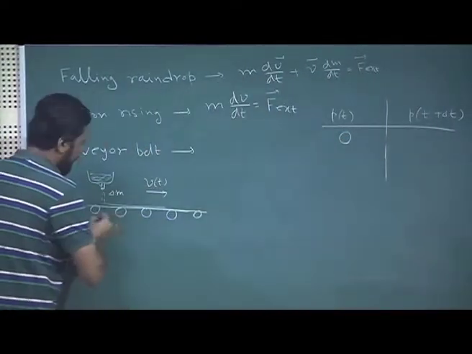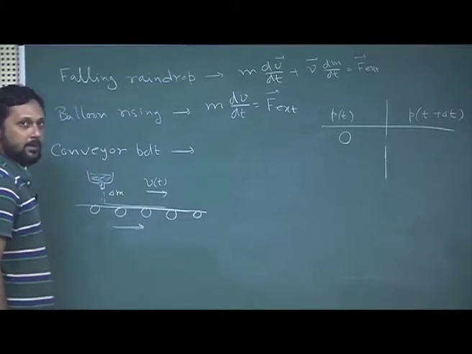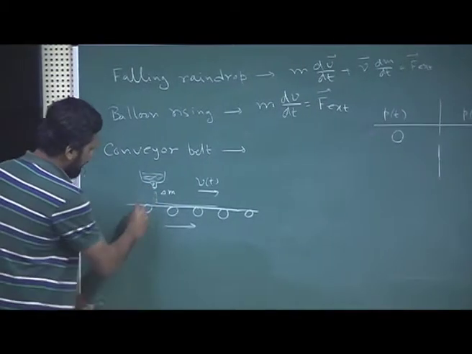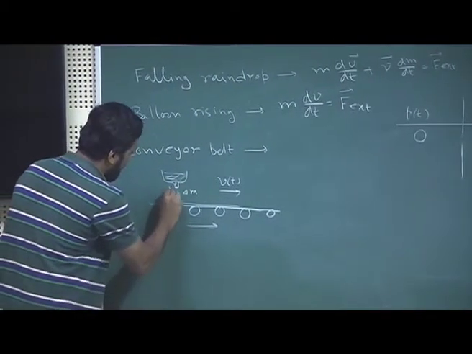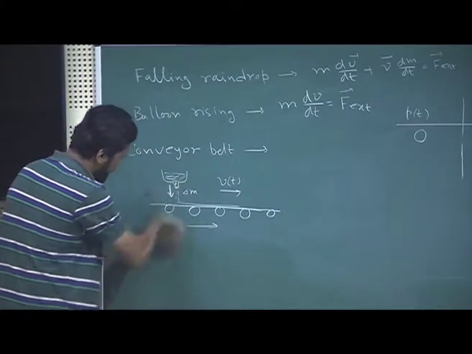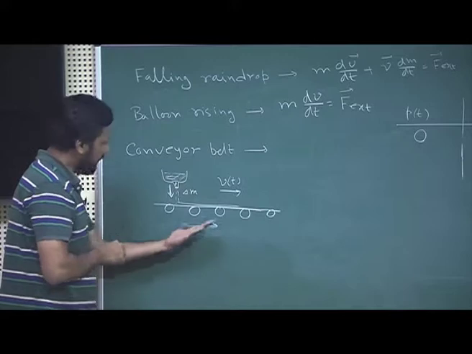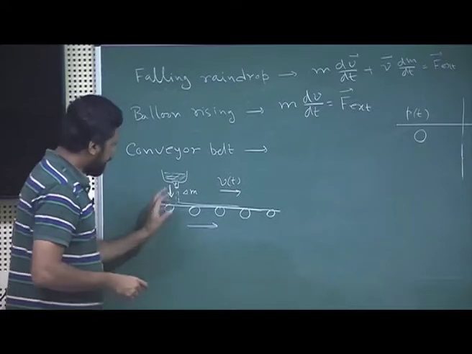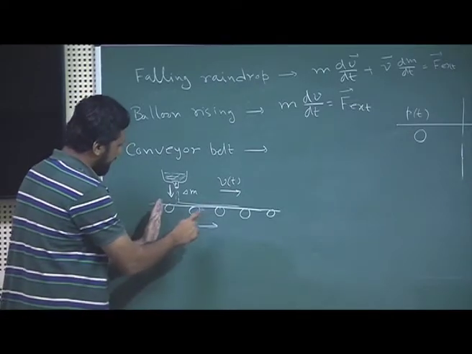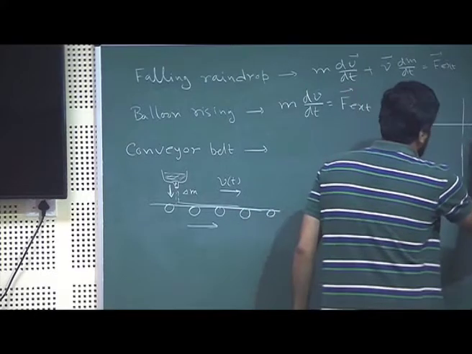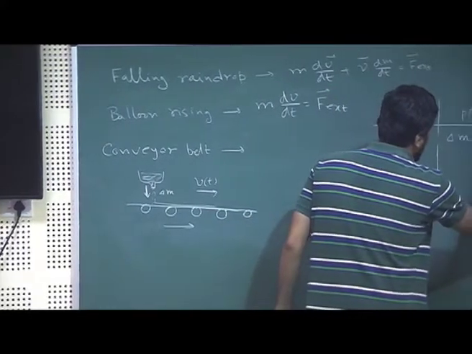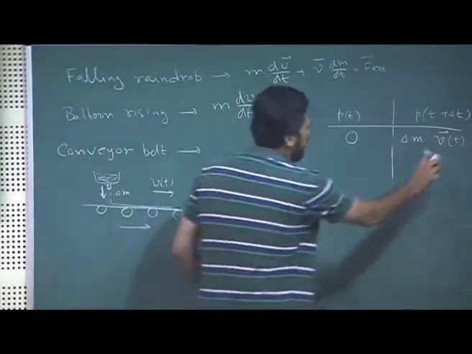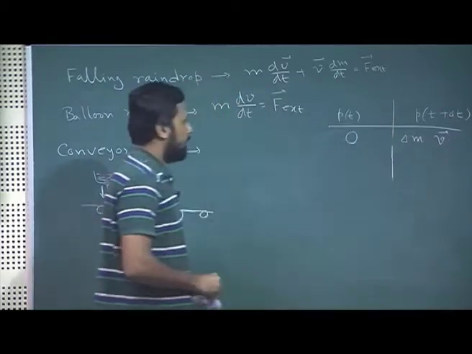Net momentum, I mean the net momentum in this particular direction, because sand is dropped from a direction which is perpendicular to this direction, when it is falling on this conveyor belt. So, there is no component of velocity in this particular direction. So, the initial momentum is 0, and the final momentum at time t plus delta t is delta m times v. Sorry, simply v, not v of t.